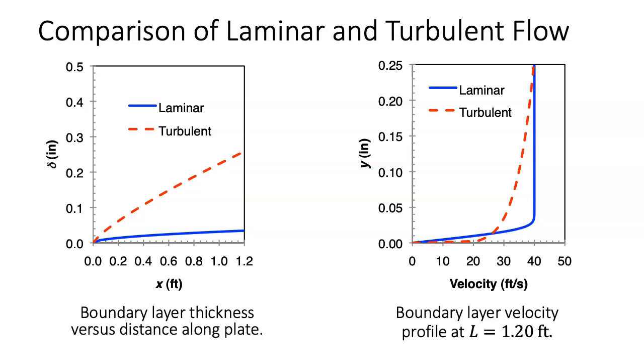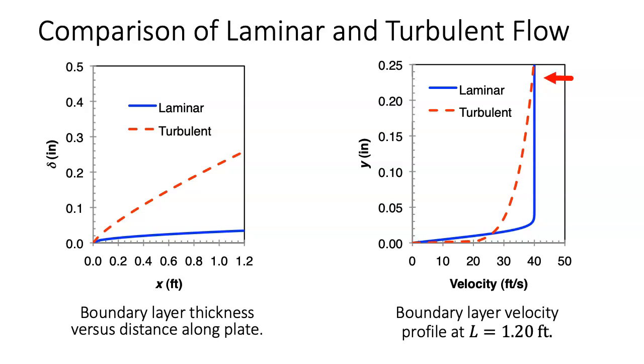Finally, let us look at some figures to compare laminar and turbulent flow. The figure on the left shows how the boundary layer thickness changes with distance along the plate. We see that the turbulent boundary layer is much thicker than the laminar. The plot on the right compares the velocity profiles at the end of the airfoil if the profile stayed laminar to the case where it tripped to turbulent. Note that the turbulent profile is obtained by time averaging instantaneous velocities, which will fluctuate significantly.